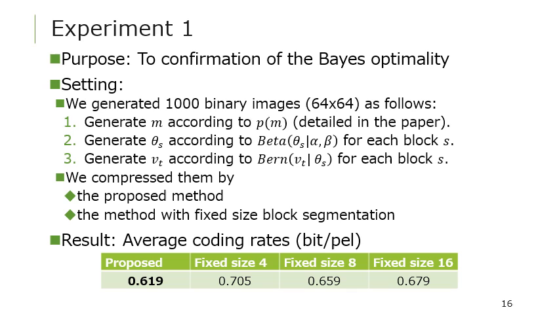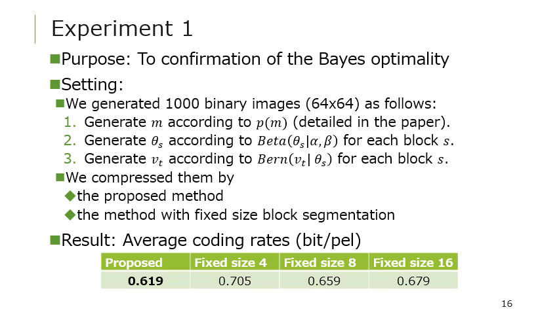Then, I explain our experiments. We did two experiments in this study. The purpose of the first experiment is to confirm the Bayes optimality of our code. For this purpose, we generated 1000 binary images by repeating the following three steps. First, we generated a quad tree M according to the prior Pm, which is detailed in the paper and omitted here.